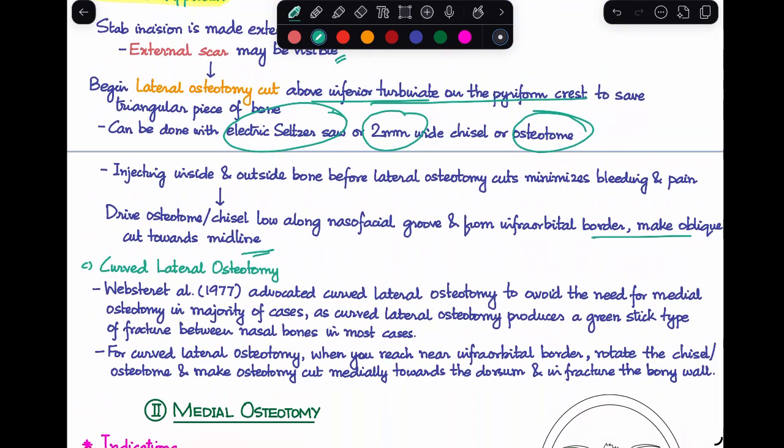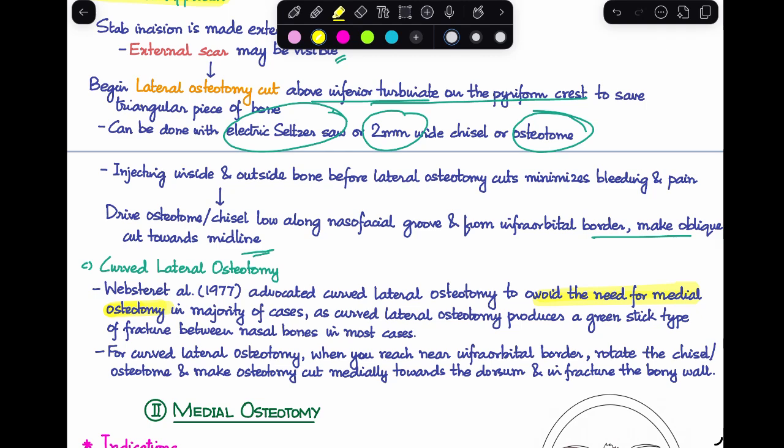Now, I already mentioned to you the importance of the curved lateral osteotomy. Webster et al. had advocated the curved lateral osteotomy because this would avoid the need for performing any medial osteotomy in the majority of cases. Because what curved lateral osteotomy does is it ends up producing a greenstick type of fracture between the nasal bones in most cases. So this obviates the need for you to perform any medial osteotomy, where you give a cut along the midline of the nasal dorsum to separate the nasal bones. So that's something to remember for curved lateral osteotomy, that it will obviate the need for a medial osteotomy.